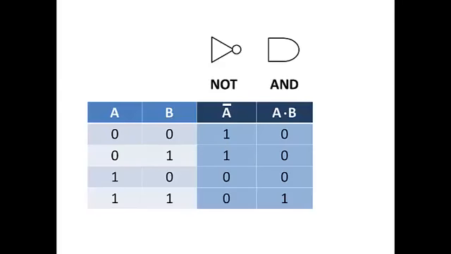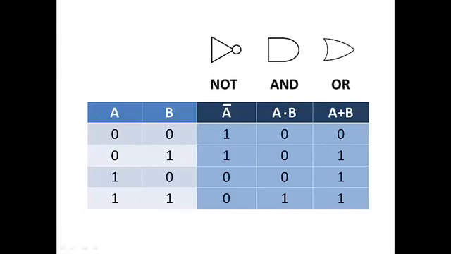AND gate, written as A dot B or just AB, is only 1 when A and B, or all inputs, are 1. And the OR gate is 1 anytime any of the inputs is 1.